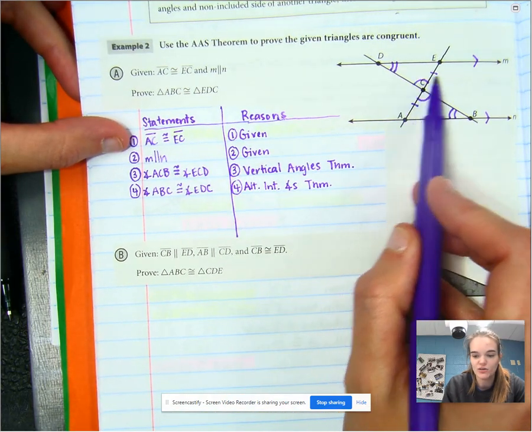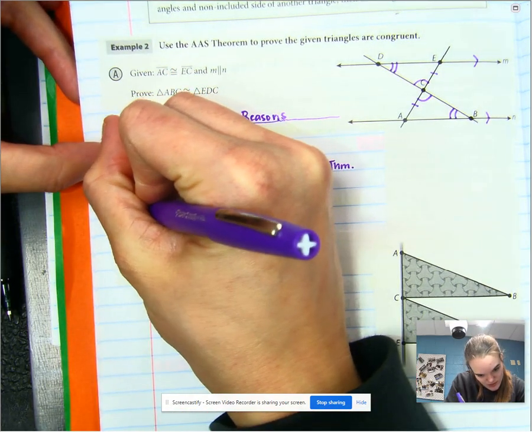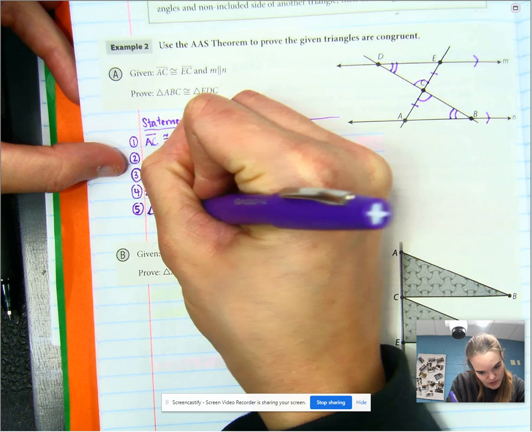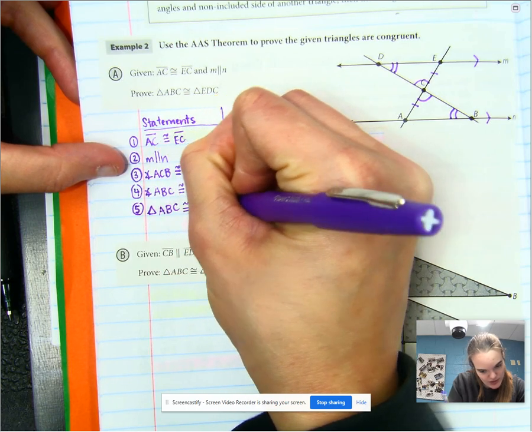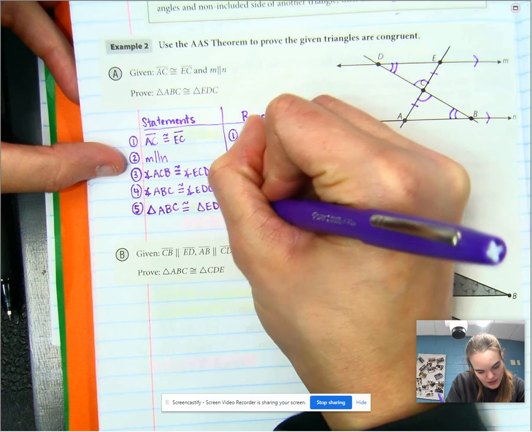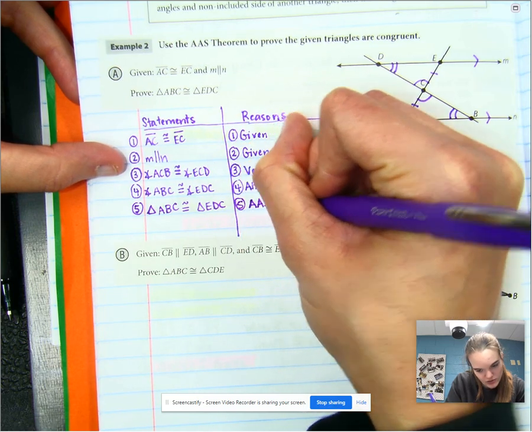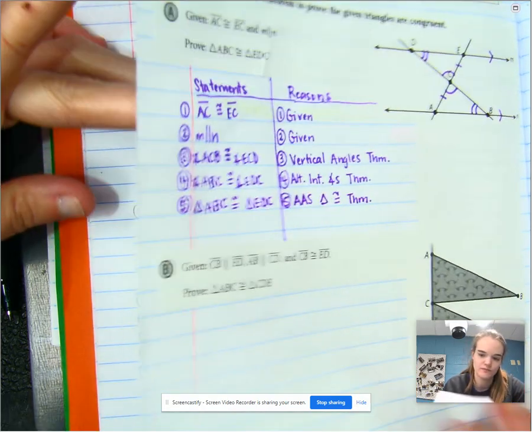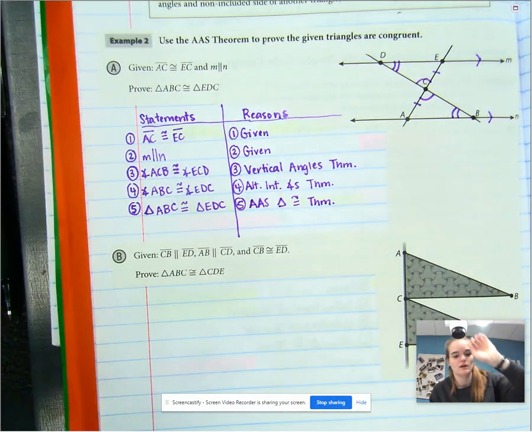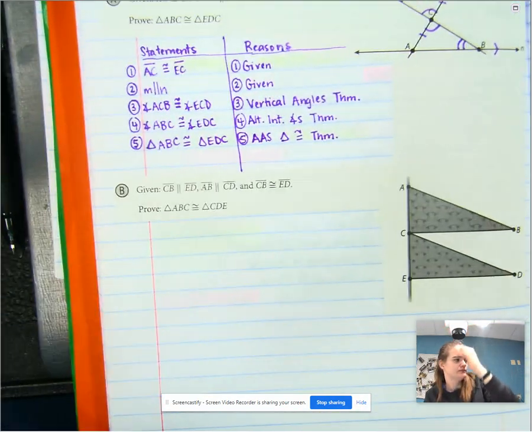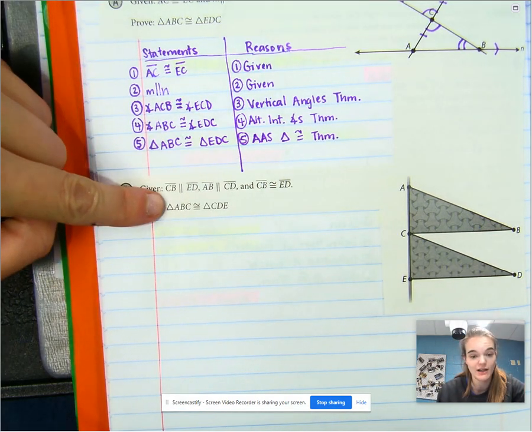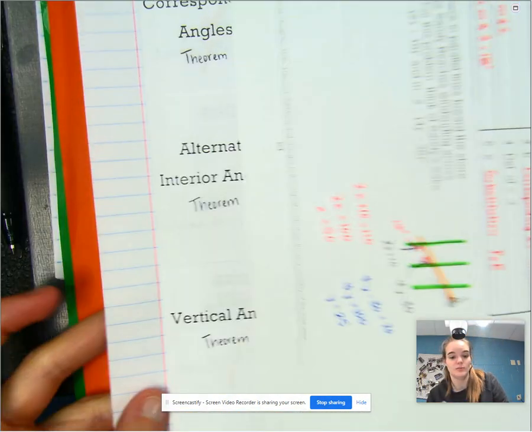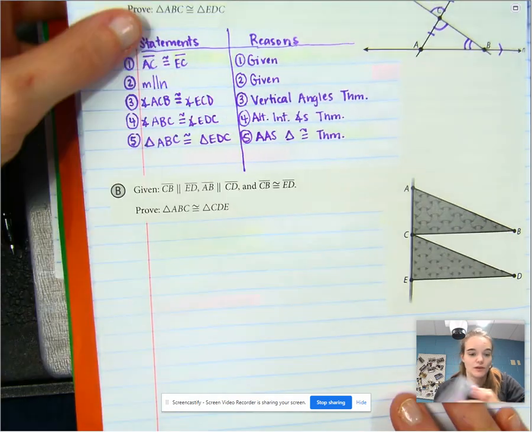Okay, I have an angle, and a side. So triangle ABC is congruent to triangle EDC by angle, angle, side, triangle congruence theorem. Okay. Letter B. I want you to try this one on your own. You've got parallel lines, which means you're probably going to use something in here. It's on page 38.